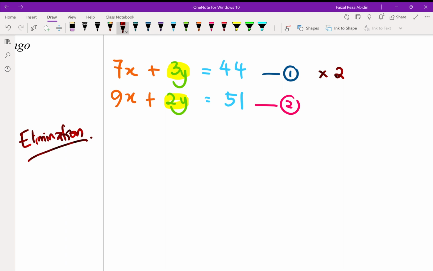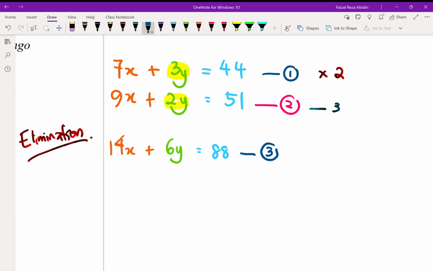Why times by 2? Later you will get 6y, right? So the second equation, you are going to times by 3. You will get 6y also. So from the first equation, 7 times 2 you are going to get 14x plus 3y times 2, 6y, equals to 44 times 2, you're going to get 88. This is going to be your third equation, from the first equation.